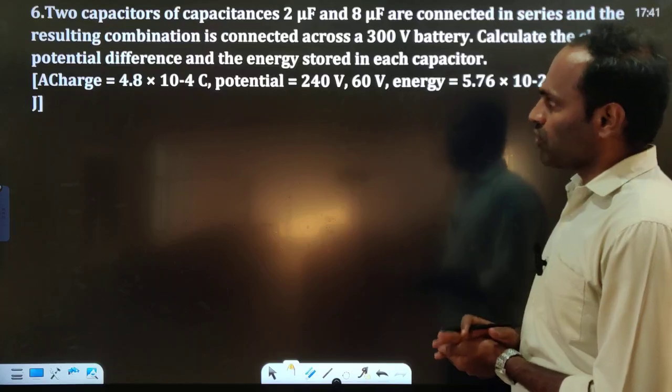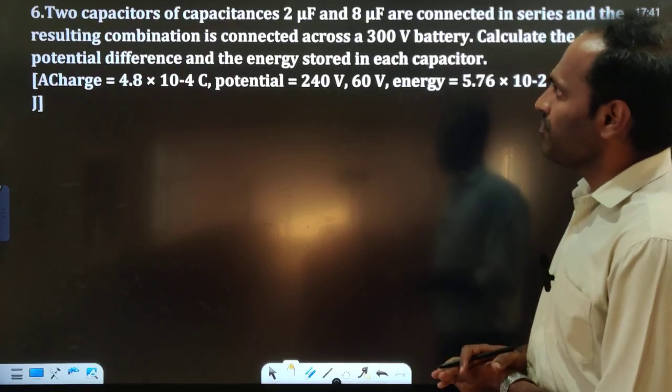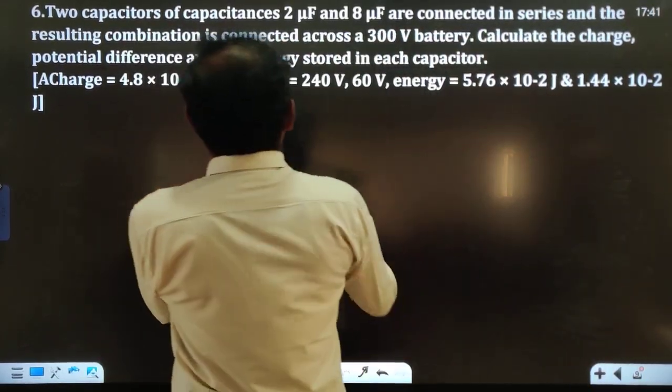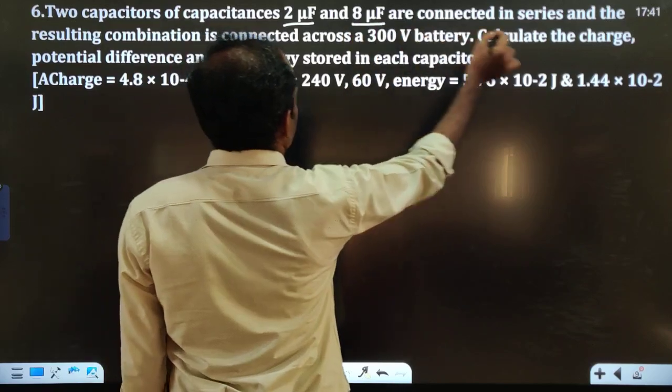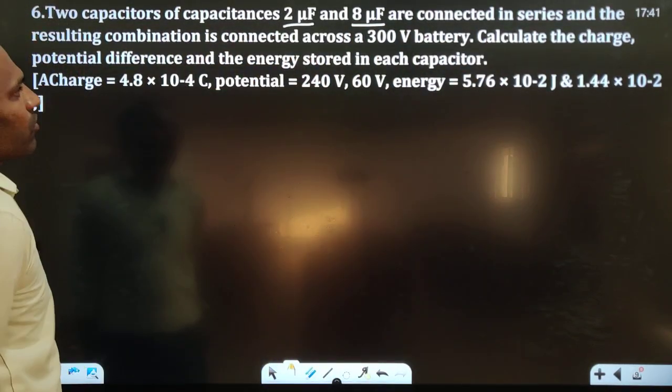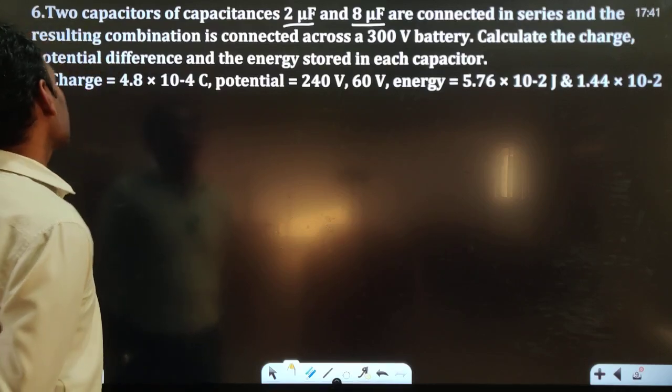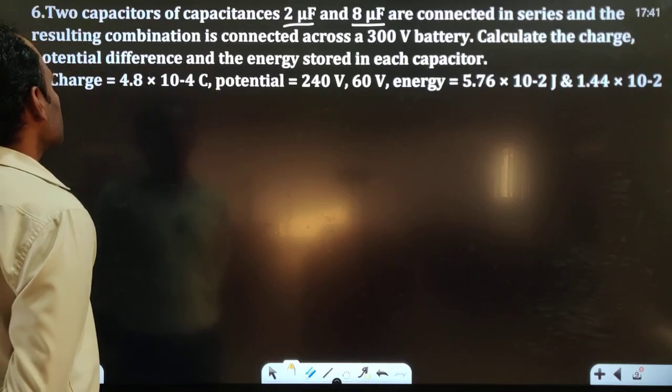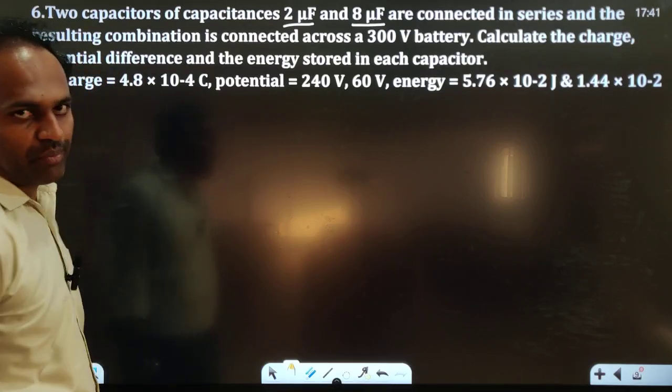This question has not been solved there. I will just tell you the method of how to solve it. Two capacitors of capacitance 2 microfarad and 8 microfarad are connected in series, and the resulting combination is connected across a 300 volt battery. Calculate the charge, potential difference and the energy stored in each capacitor.